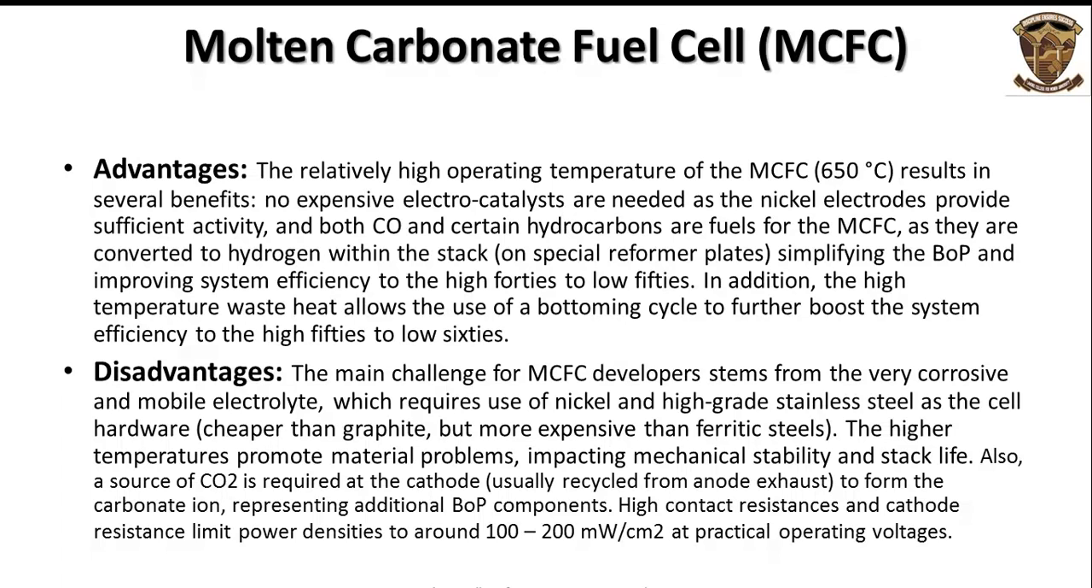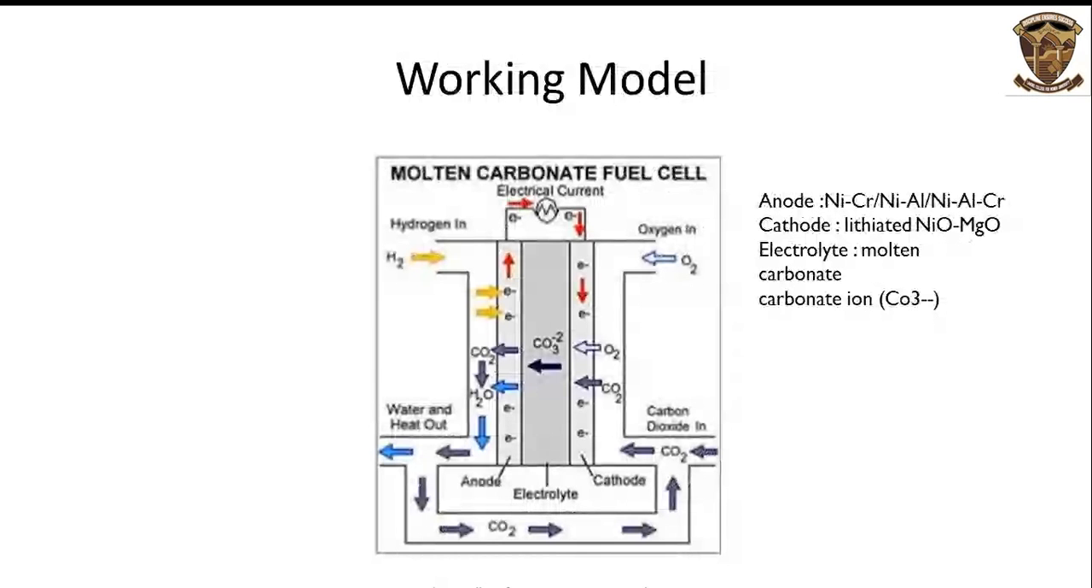High contact resistances and cathode resistance limit power densities to around 100 to 200 milliwatt per centimeter square at practical operating voltages. So, this is the picture which shows the working model of the molten carbonate fuel cell.